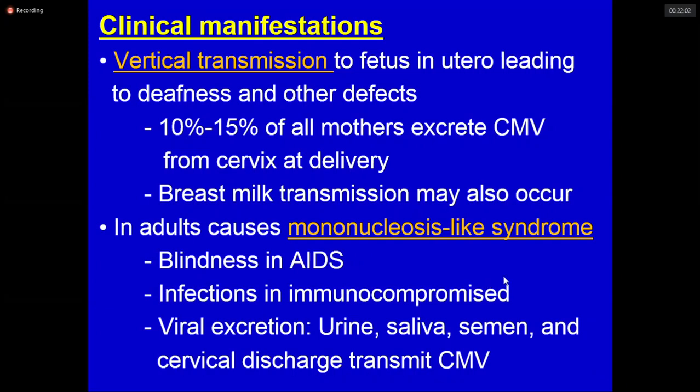It is a common infection in immunocompromised, not only in HIV and AIDS. Immunocompromised from cytotoxic drugs, or from corticosteroid drugs, from immunosuppressive agents, and so forth. Viral excretion means the patient sheds the virus in the urine, saliva, semen, and cervical discharge. All these elements can transmit CMV.